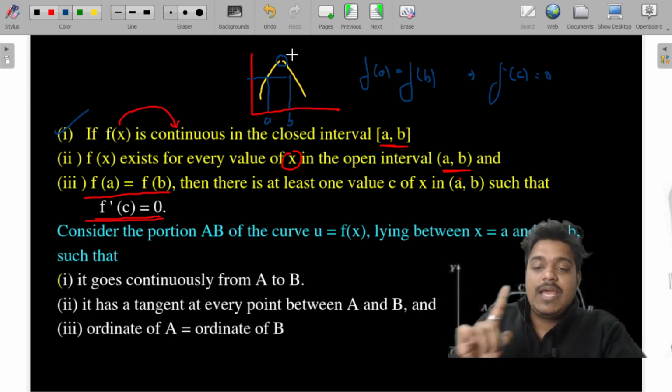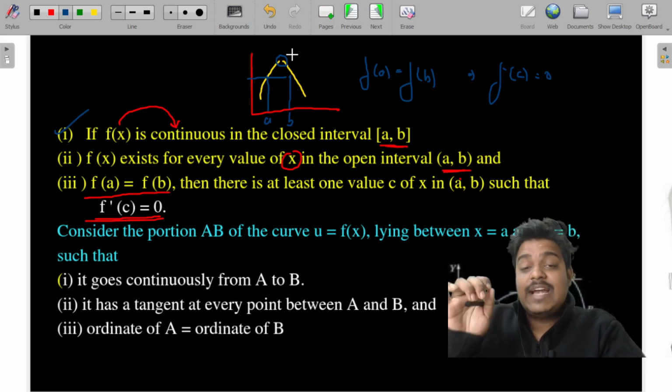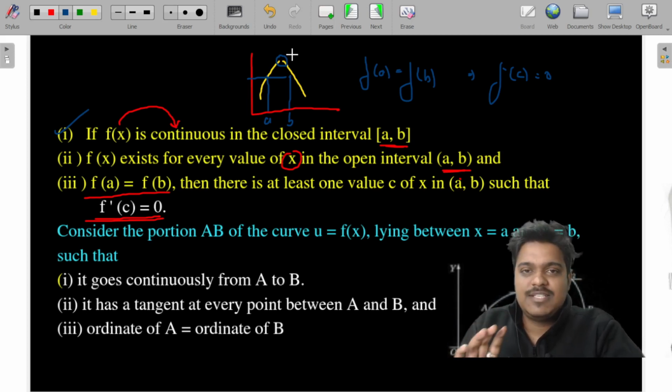The value between a and b has to exist, and f of a is equal to f of b. If there are these three conditions, then we can say that there exists a point c such that f dash c is equal to 0.